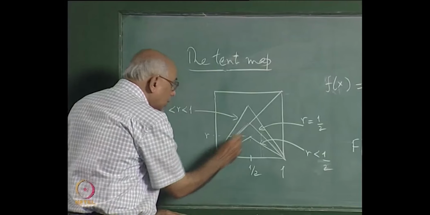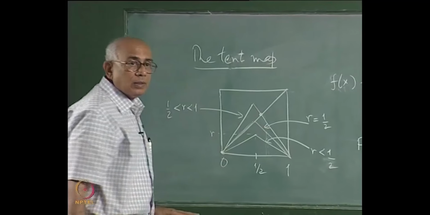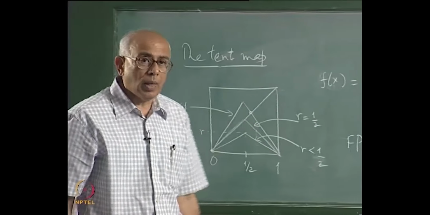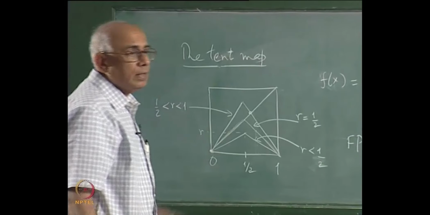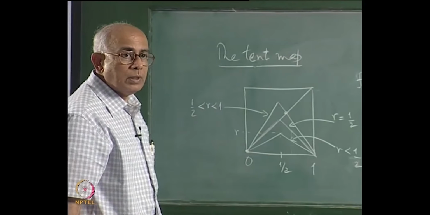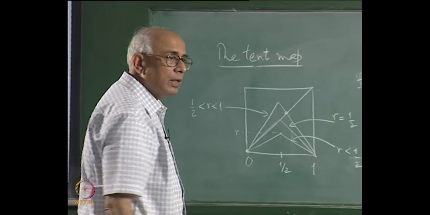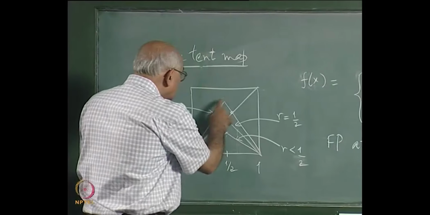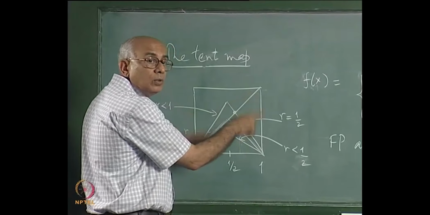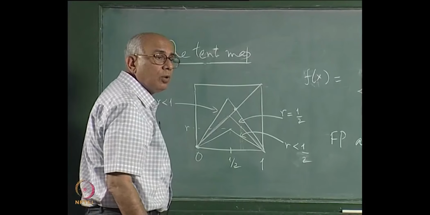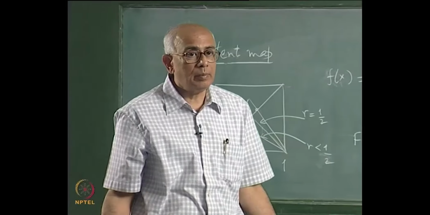You have a fixed point here, but you have another fixed point there, and the slope in each of these cases is 2r in magnitude, and that is greater than 1. Therefore these are unstable fixed points definitely, and it is easy to see that the iterates of this map would all lead to unstable fixed points, and therefore all periodic orbits are also unstable immediately.